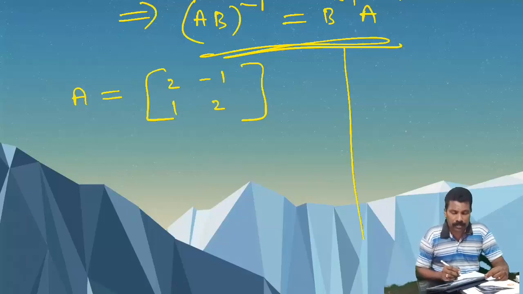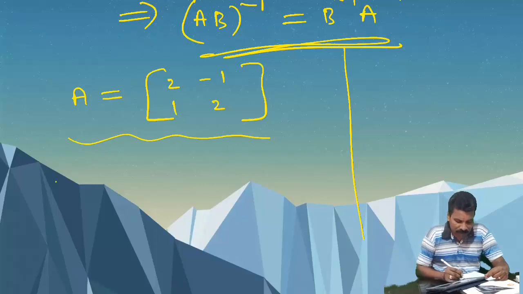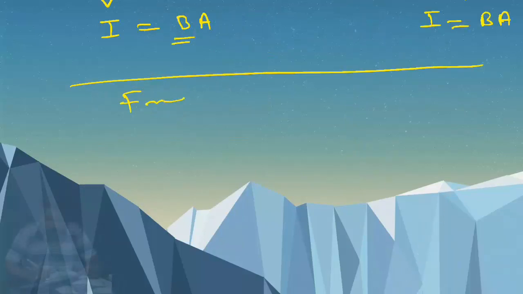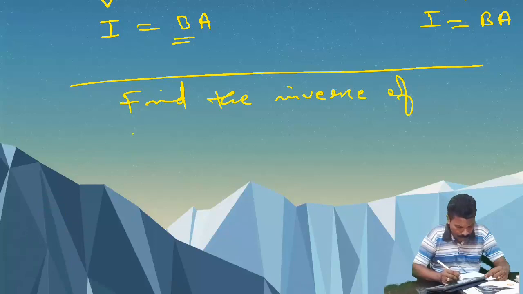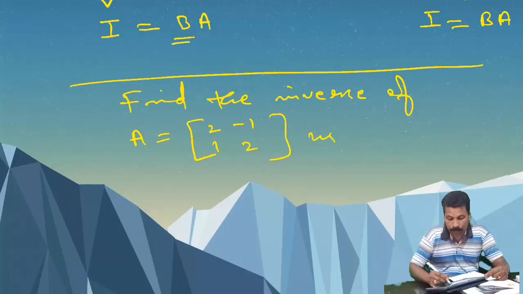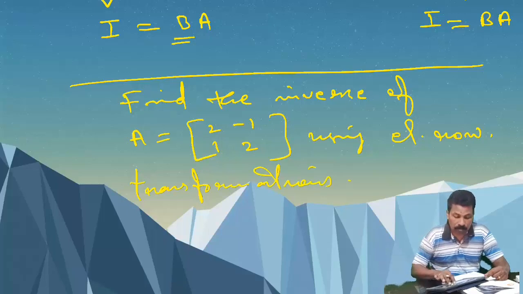So here we shall find the inverse of this matrix by elementary row transformations. For that we shall write A is equal to IA. We know that IA is nothing but A. The inverse of capital A is equal to 2, -1, 1, 2 using elementary row transformations. So, what we have to do?